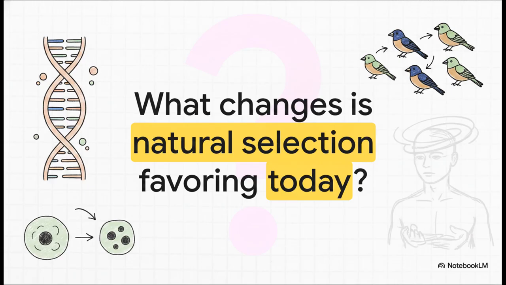I will conclude our explainer today with this thought to ponder. If evolution is truly an everlasting, gradual process happening all around us, what subtle changes might natural selection be favoring in living organisms today?